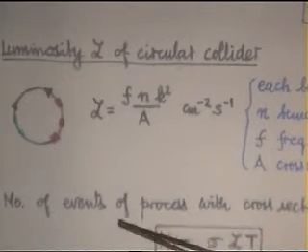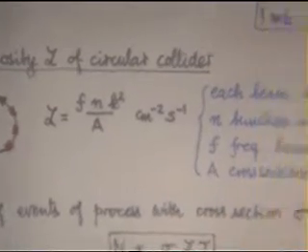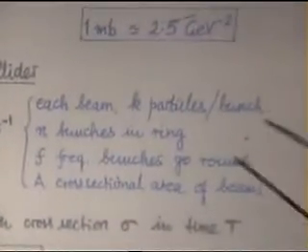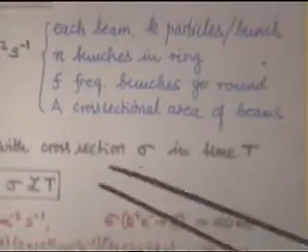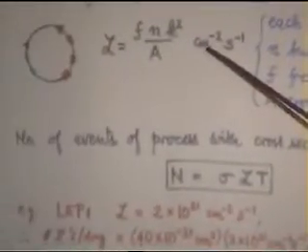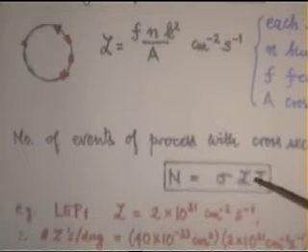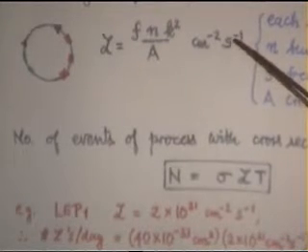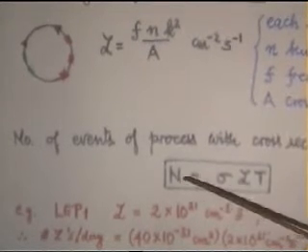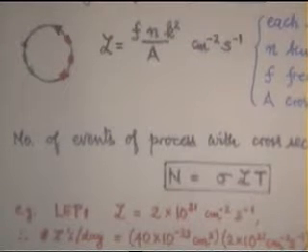Now, the number of events of the process that you're interested in with a cross-section sigma in a time t is just multiplying this number by the cross-section to get rid of the centimeter squared, and by the integrated time to get rid of seconds to the minus 1. And that will tell you how many particles you expect in time t.